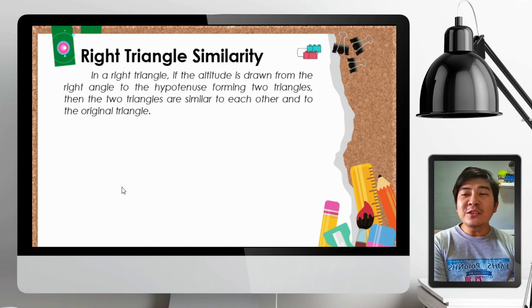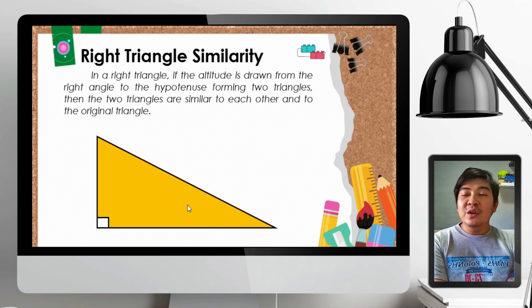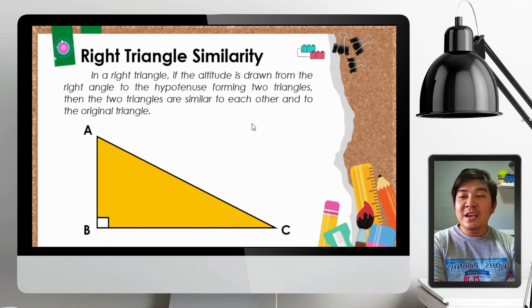In a right triangle, if the altitude is drawn from the right angle to the hypotenuse, forming two triangles, then the two triangles are similar to each other and to the original triangle. So if we have a right triangle ABC, for example, with a right angle at angle B, and we draw the altitude to the hypotenuse, this will be the altitude.